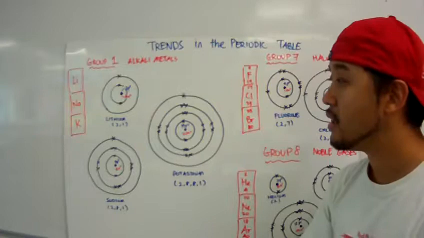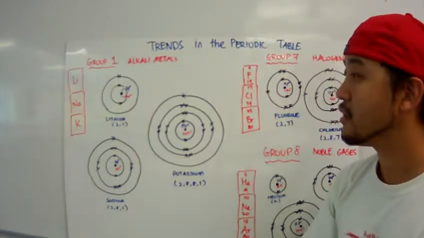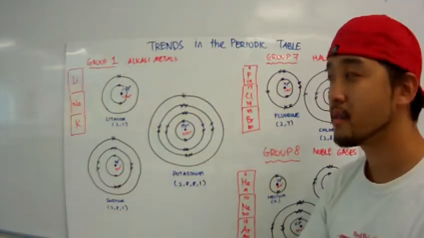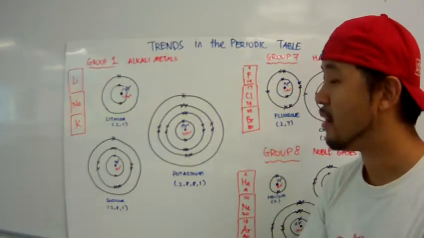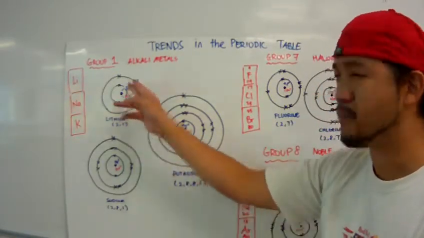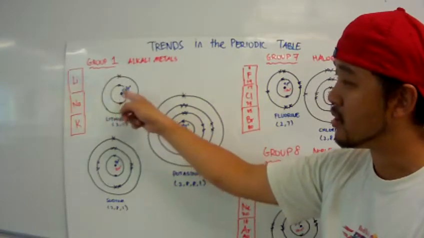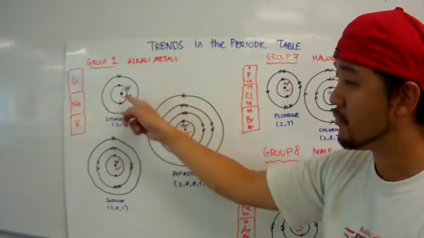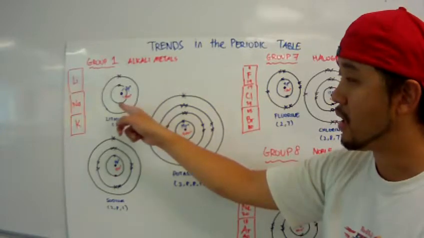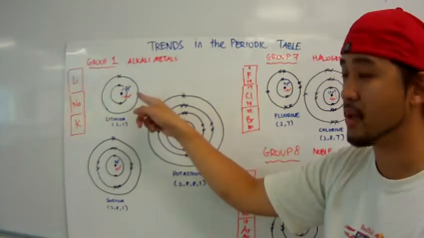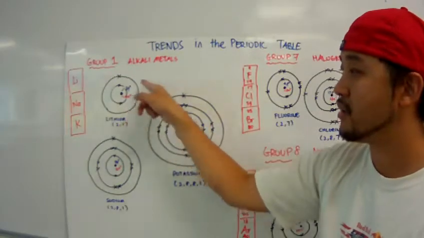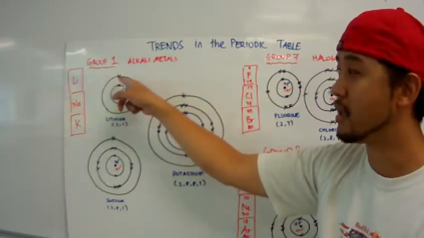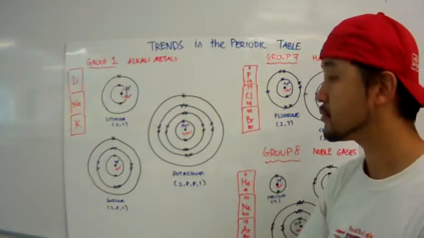Lithium is the top of the group 1 alkali metals. Now, the Bohr model is depicted here, in which it has 3 protons, 4 neutrons, and 3 electrons orbiting around it, 2 in the first shell, and then the last one in the outermost second shell.